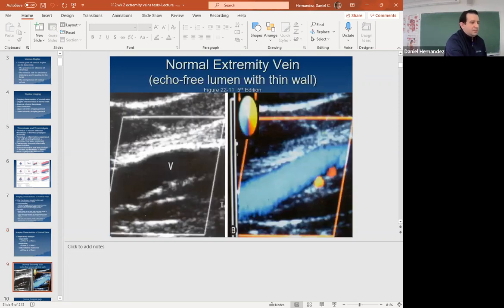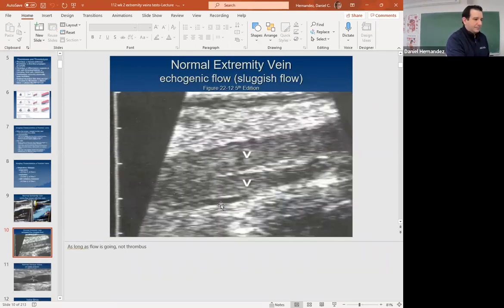This is a sonographic image showing a nice echo-free lumen with the thin wall and complete vessel filling with color Doppler. So there may be conditions, again, where we exhibit sluggish flow within the veins themselves. This is our rouleaux flow. In echo, we call this smoke.